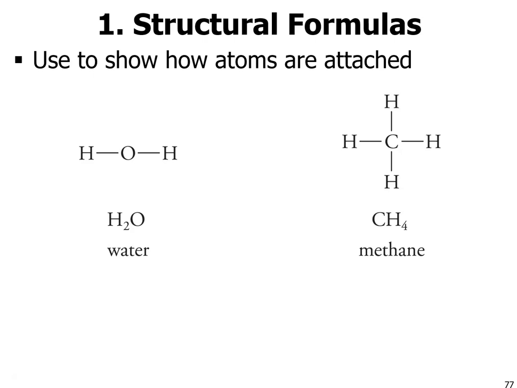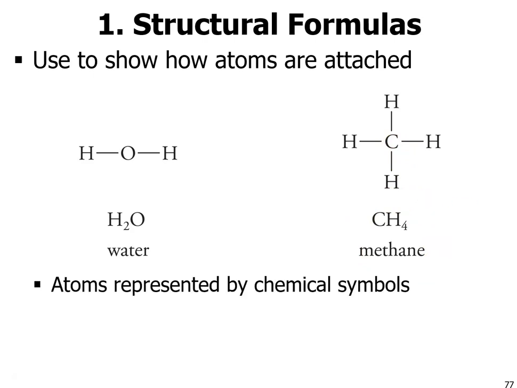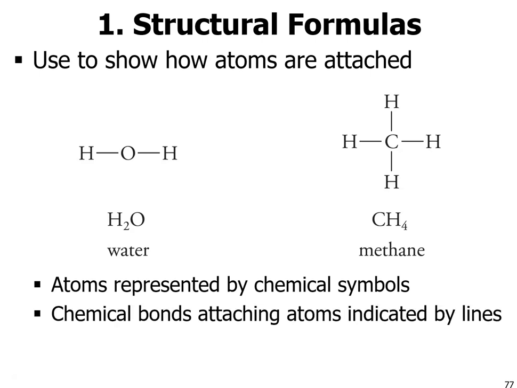So here's an example of water. We have H line, O line, H. So the same as H2O, that's water. Methane is 1 carbon and 4 hydrogens attached to the carbon. So this is methane. This is how we represent atoms within molecules. And again, those bonds represent electrons that are being shared. We're going to talk about how that happens a little more later in the semester.